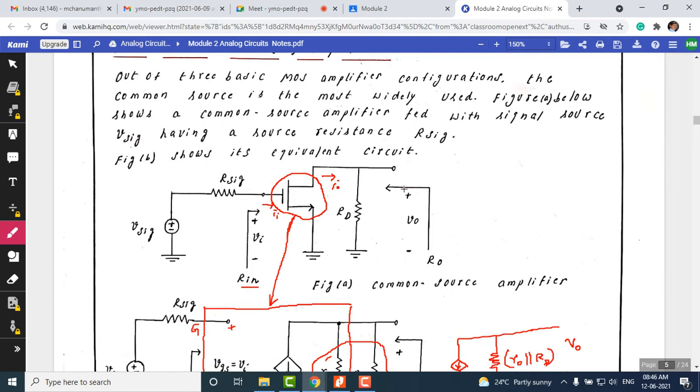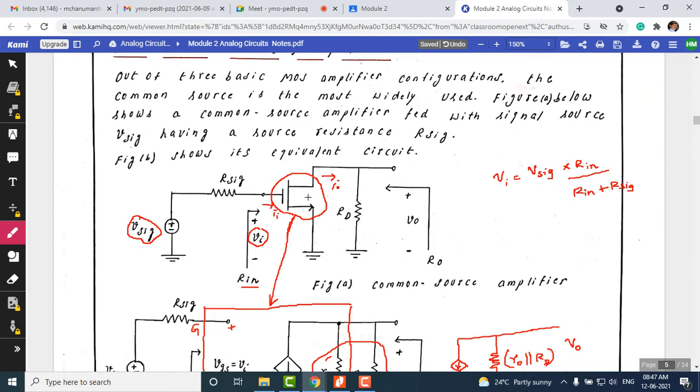You should know how Vi and V signal are related. It's very simple using the voltage division rule. Vi is equal to V signal times Rin divided by Rin plus R signal. Remember, Rin means input resistance, and R signal is the internal resistance of the power supply here. So these two are related based on the voltage division rule.